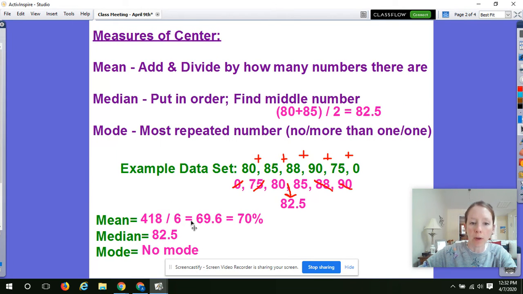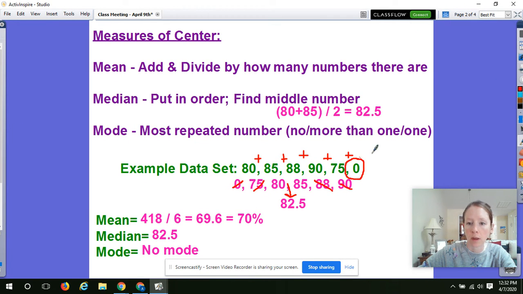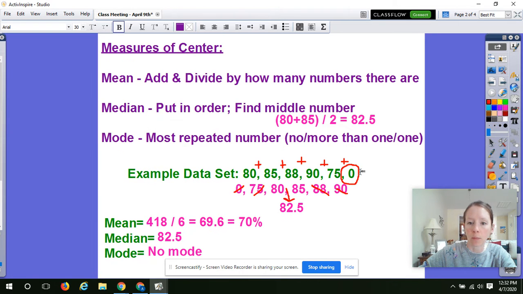One more thing I want to point out on this screen is that this number right here, this 0, has kind of a special name.